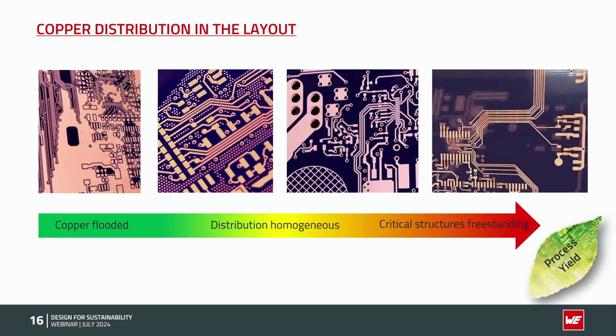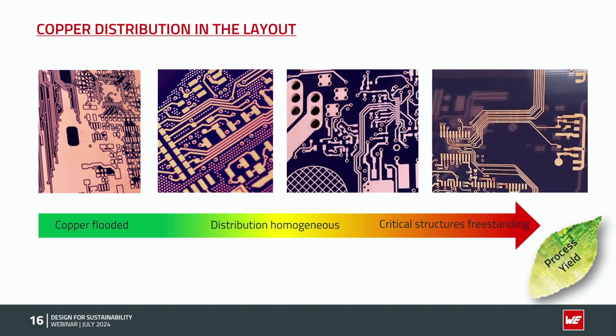Use homogeneous copper distribution in the layout. So this is a pretty poor example. We have critical structures, freestanding, no shielding around, which is very hard for us in the production. If you add some filling areas like this crosshatch pattern or a dot pattern, it improves the layout. Our most wanted thing is just copper flooding the whole area on the inner layers and on the outer layers, which is for the production the most sustainable thing.